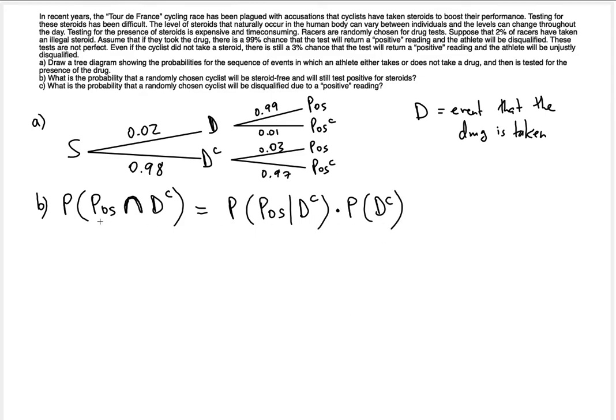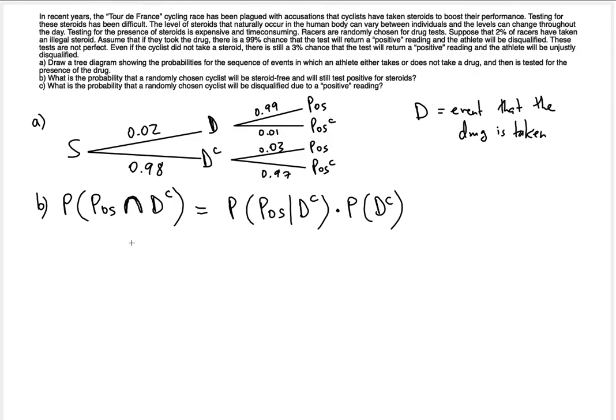Okay, so this is a very important Bayes formula. Be sure you understand that. Obviously you're going to keep the same order. The POS will be on the left here, D complement will be on the right. This is a conditional probability right here: given that you didn't take the illegal steroid, what's the probability of scoring positive? Times the individual probability of the conditional event, the individual probability that you did not take the drug.